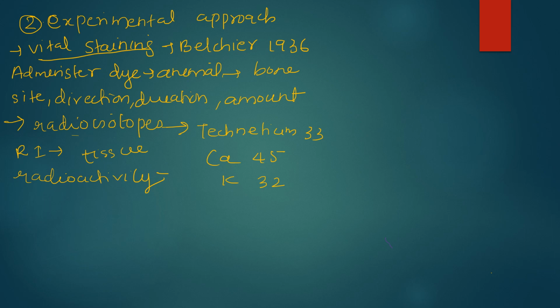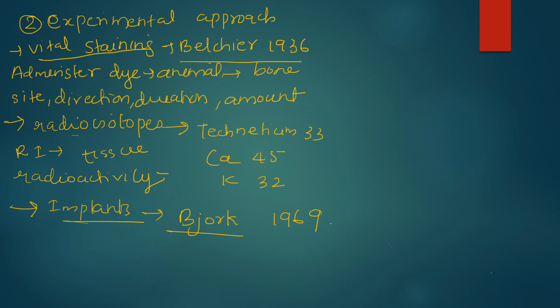The next one in the experimental approach is the implant placement. The use of implants for studying growth was introduced by Bjork in 1969. Vital staining by Belcher in 1936. Implants by Bjork in 1969.